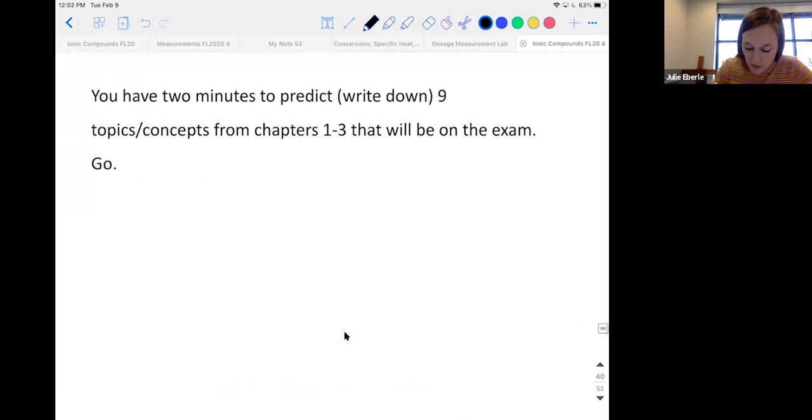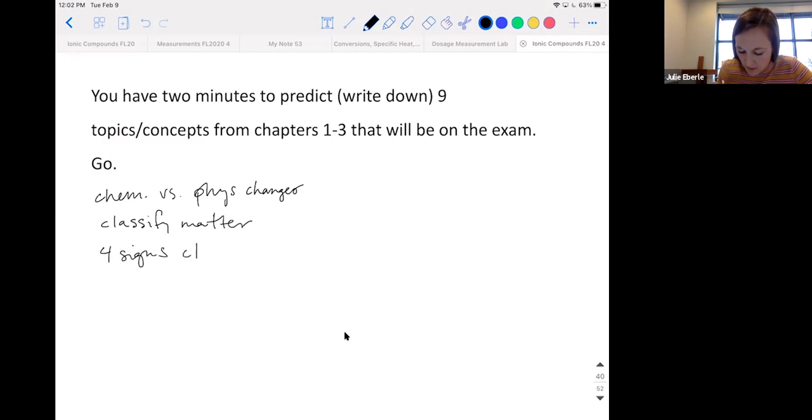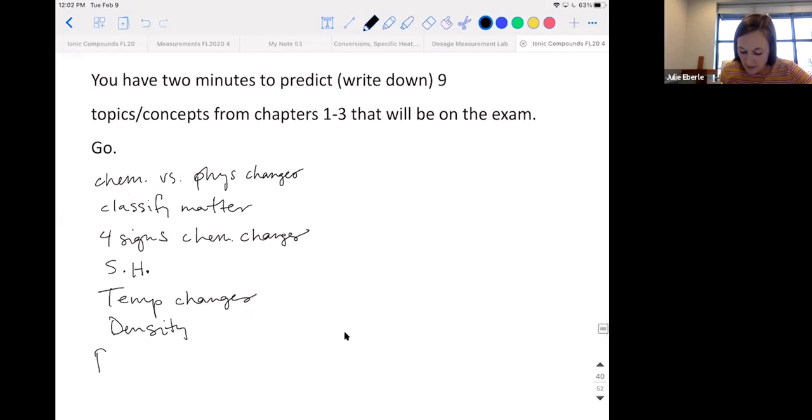I'm thinking of chapter 1. I know we talked about chemical versus physical changes. I know we talked about how to classify matter. Talked about the 4 signs of chemical changes. Okay. We talked about specific heat. I'm going to abbreviate specific heat. Those problems. We talked about temperature changes or conversions. Density. I see that. Yes, density. Anything else? Prefixes. And how to convert between micrograms and milligrams, so on and so forth. Complex conversions. Word problems.